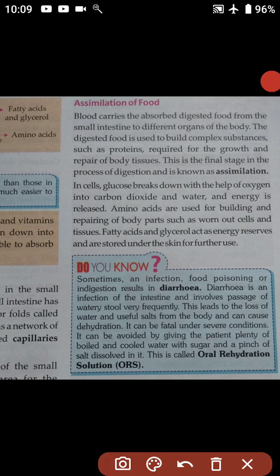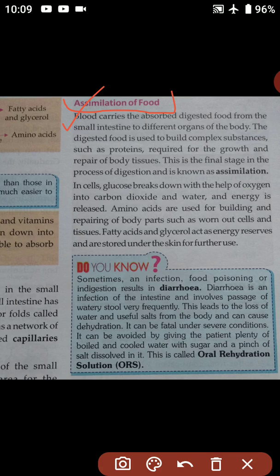After completing the absorption part, now we are going to start the assimilation of food. The meaning of assimilation is the act of taking food in and absorbing it fully. It means that in this process the food is taken inside the body or inside the cell, and then it is utilized or absorbed fully. Okay students, so let's start.